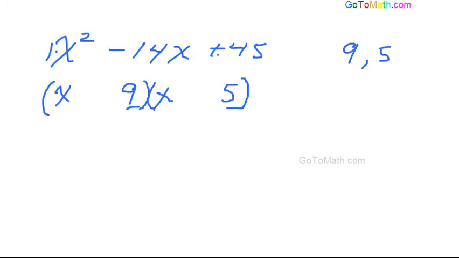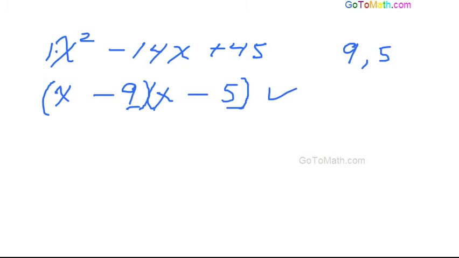But we need to get a positive, and that's a negative number. So what if we did this? Then you can go through and check your work. x times x is x squared. Then you'd have x times negative 5, that's negative 5x, and then negative 9 times x. So negative 5x and negative 9x give you negative 14x. And when you multiply negative 9 times negative 5, you get positive 45.